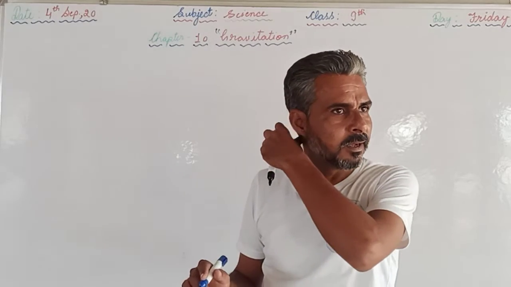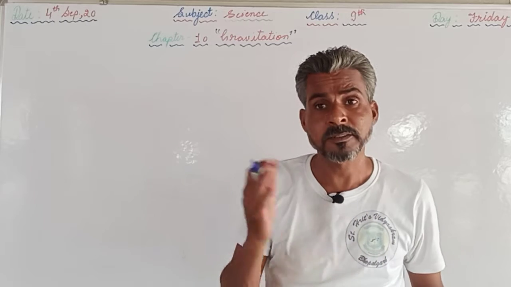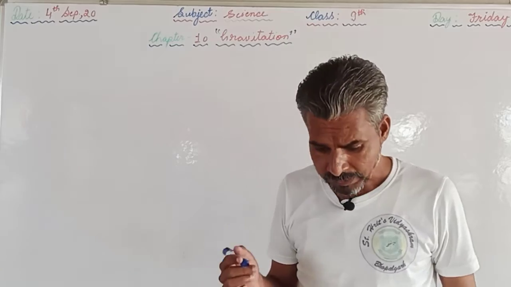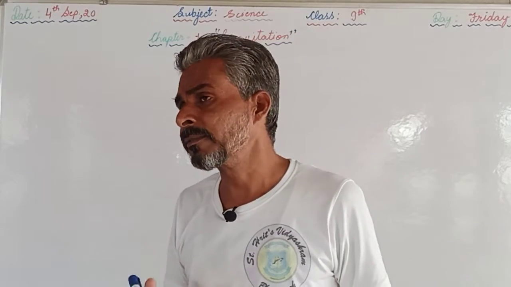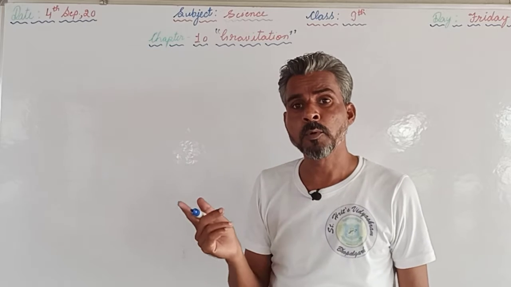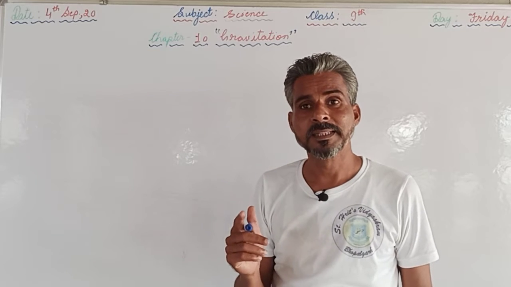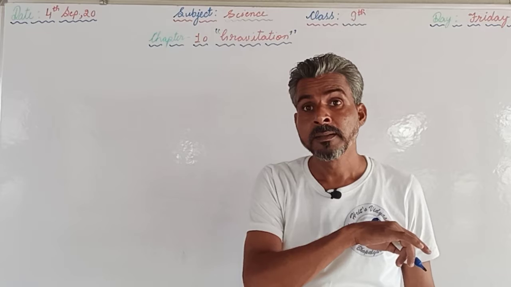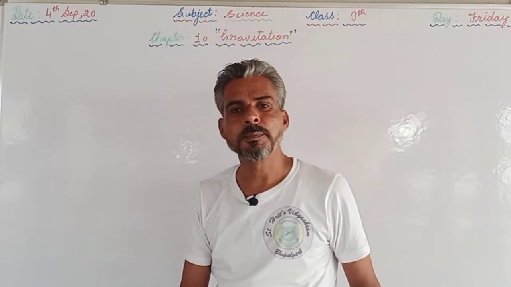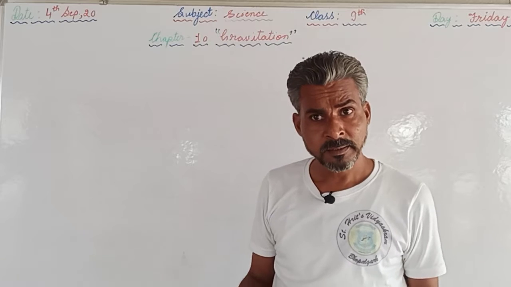the weight depends on the value of g, meaning acceleration due to gravity. As we discussed yesterday, the value of g is maximum at the poles and it is less at the equator as compared to the poles. So the weight at the poles will be more as compared to the weight at the equator.